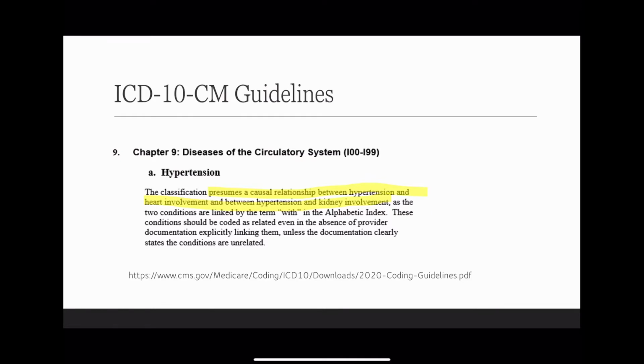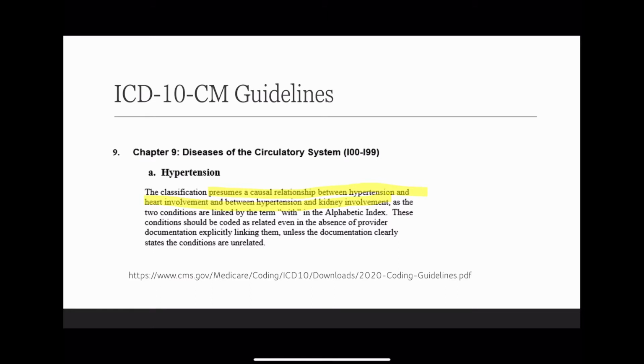So if you read this, it says that for hypertension, we can presume a causal relationship between hypertension and heart involvement, or between hypertension and kidney involvement, because those two conditions are linked in the alphabetical index with the term "with." And the only time that we would not consider this a causal relationship, the only time we wouldn't assume, is if the provider specifically documented that, say, the chronic kidney disease was not caused by the hypertension, or that, say, congestive heart failure or whatever was not caused by the hypertension.